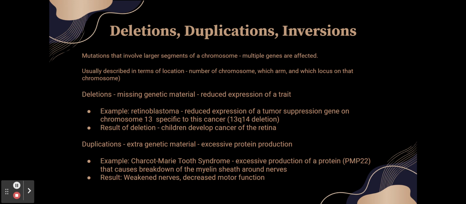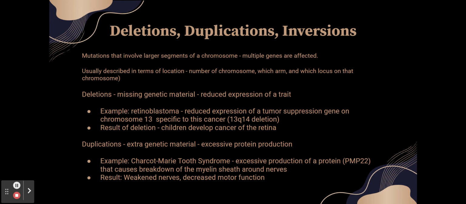All right, we are going to finish up with deletions, duplications, and inversions. These are bigger scale mutations. They involve larger segments of a chromosome and multiple genes. They're usually described in terms of a location like 13q14 or 1q11, 1q22 deletion.